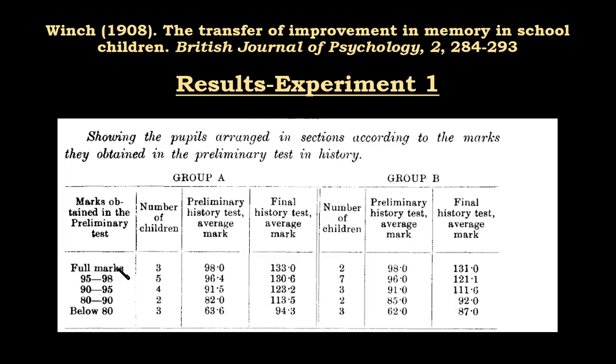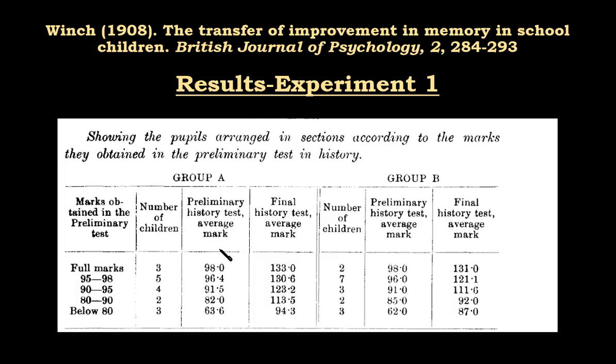The students who got full marks in Group A were 3 children. Then there is a range from 95 to 98, and there were 5 with those marks. In the range from 90 to 95, there were 4. In the range from 80 to 90, there were 2. And below 80, 3. And in Group B, there were 2 in the first category, 7 in the second, 3 in the third, 2 in the fourth, and 3 in the last category.